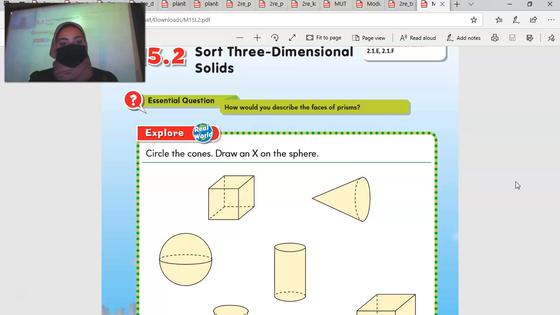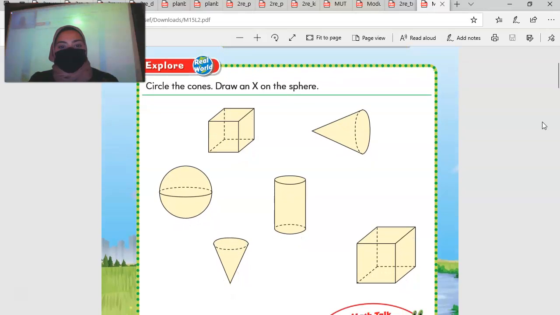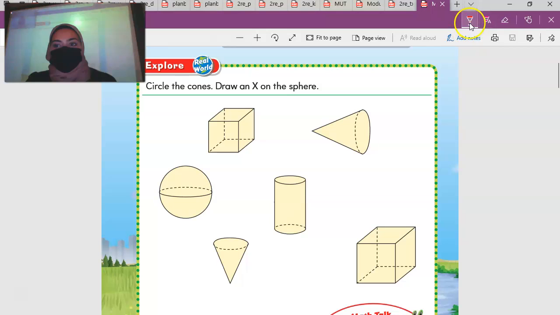Later, well, actually, I don't want to confuse you. That's it for now. All right, so let's keep going. Circle the cones, draw an X on the sphere. Oh, and a sphere is a ball or a globe, okay? So circle the cones.